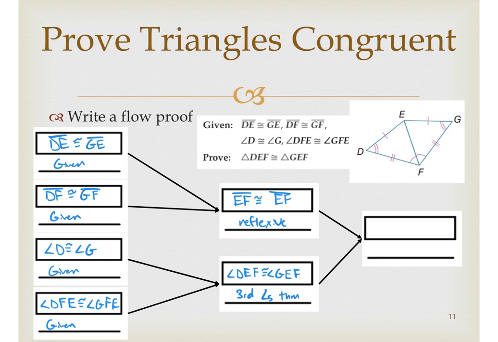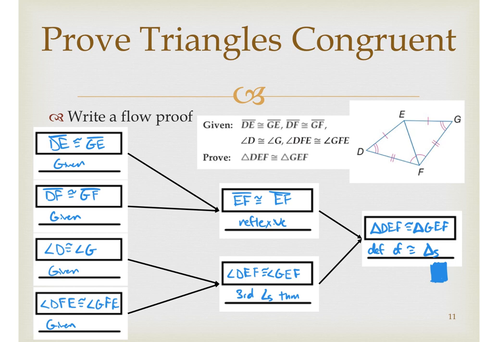And then down here, you definitely need that 2 angles are congruent in order to use the third angle theorem. And once we have proven that all 6 corresponding pieces are congruent, we get to use the definition of congruent triangles and say the 2 triangles are congruent.